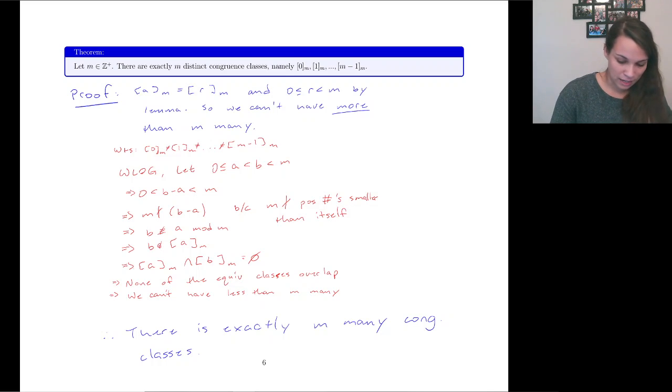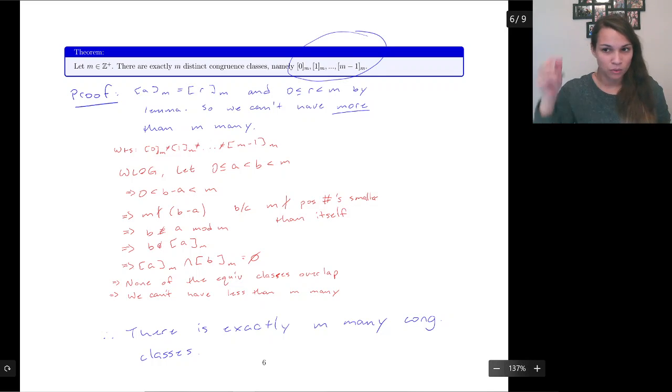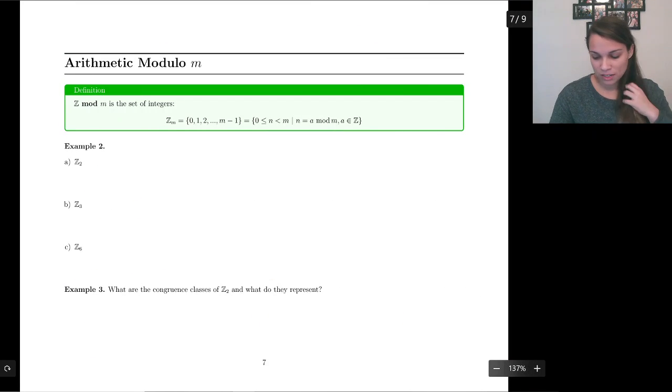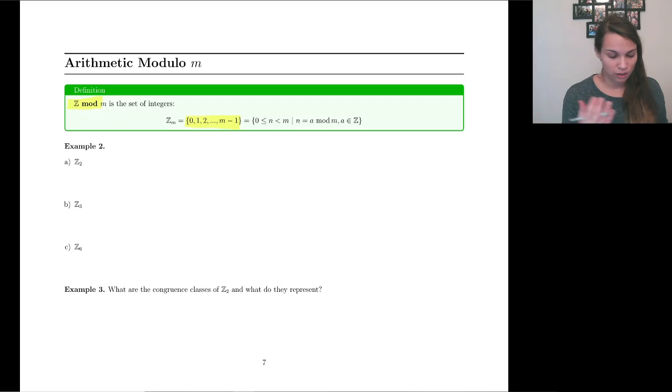So kind of in the vein of which congruence classes we can have, we're going to define a new set. We're going to define something called Z mod M. It is just the set of integers starting at 0 and going up to m minus 1, just like the congruence classes. You can only have 0 to m minus 1. Those are the only possible options.